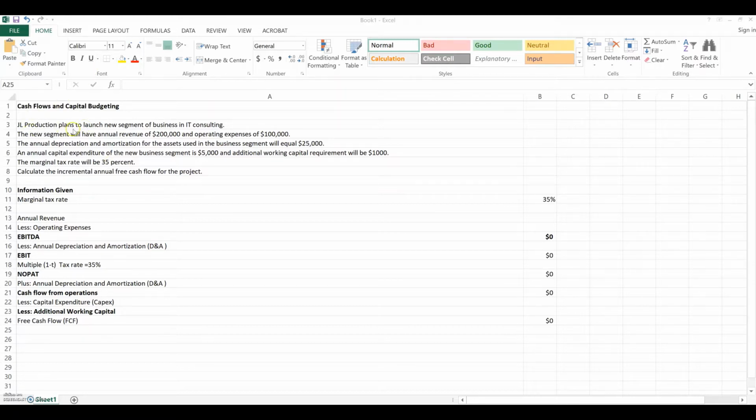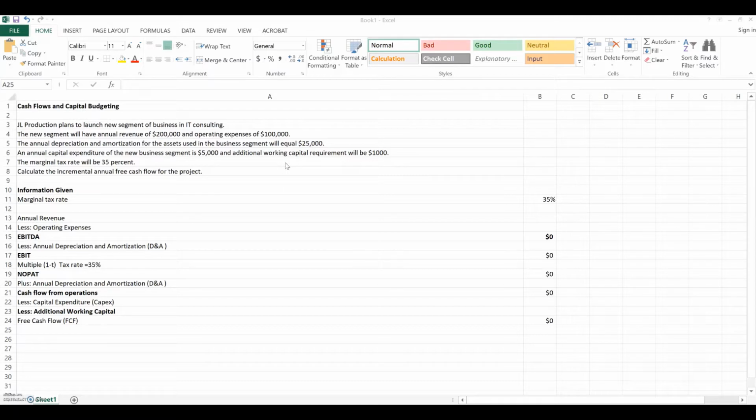JL Production plans to launch a new segment of business in IT consulting. The new segment will have annual revenue of $200,000 and operating expenses of $100,000. The annual depreciation and amortization for assets used in the business segment equals $25,000. An annual capital expenditure of the new business segment is $5,000 and additional working capital requirement will be $1,000.